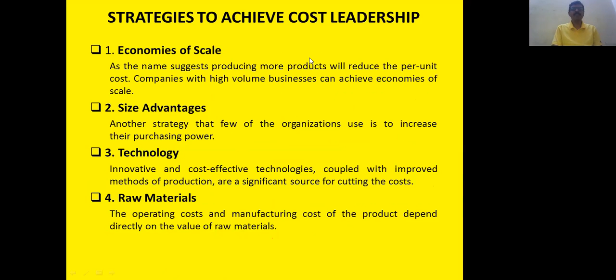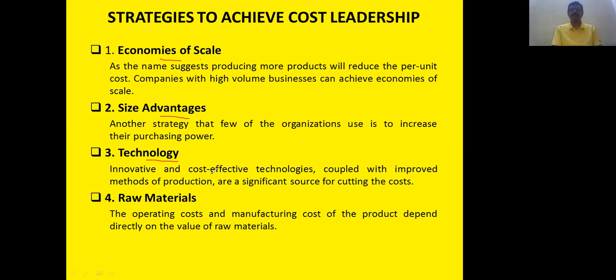What are the strategies to achieve cost leadership? The main strategy to achieve cost leadership is to produce in large quantities. As large quantities are produced, raw material and production capacities can be optimally utilized, the production cost comes down, and thus the prices also come down. Size advantage: as the size increases, economies of scale increase, cost of production comes down and prices may fall.